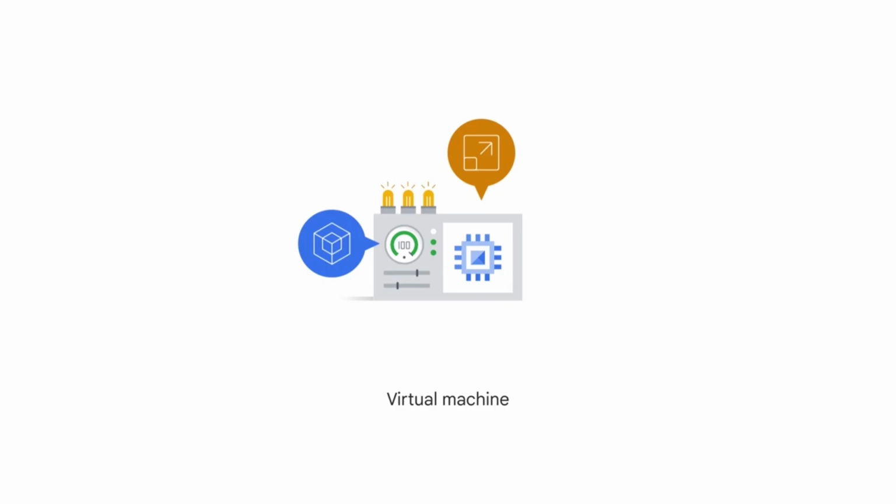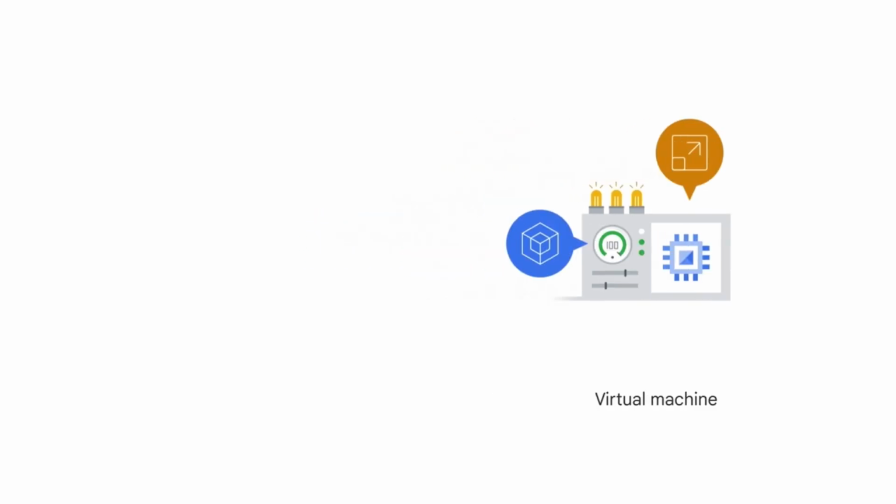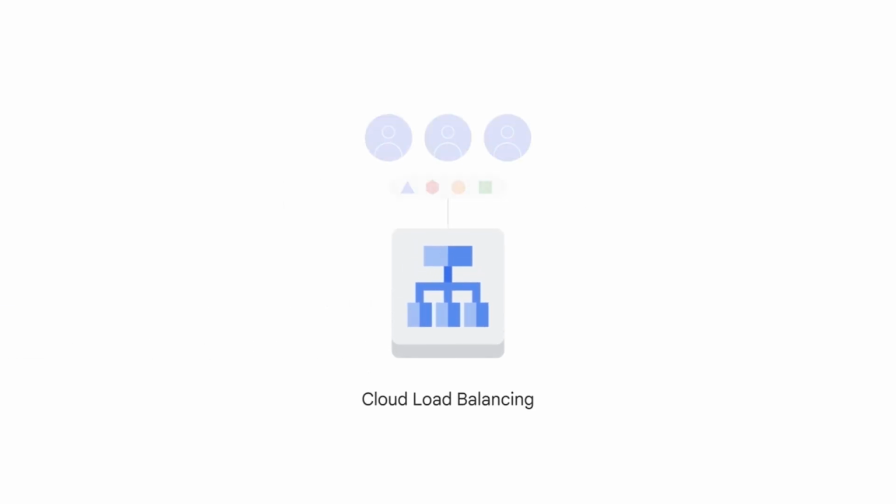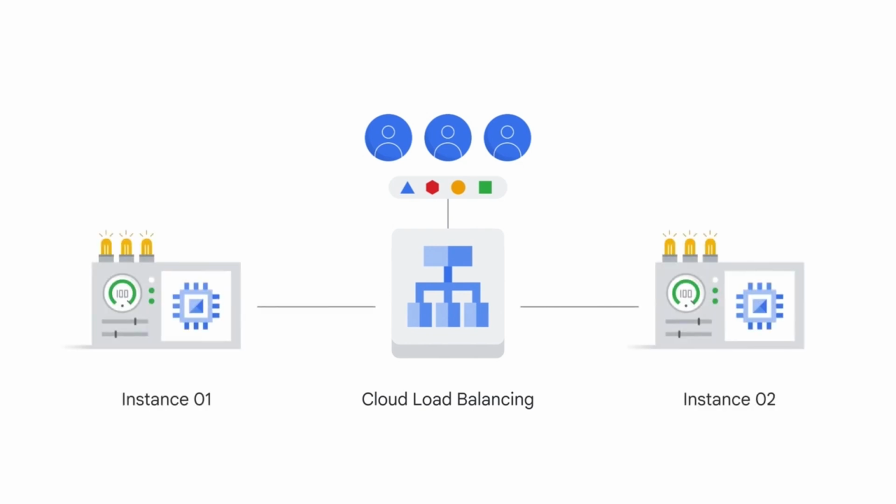Previously, we explored how virtual machines can auto-scale to respond to changing loads. But how do your customers get your application when it might be provided by 4 VMs one moment and by 40 VMs at another? That's done through cloud load balancing. The job of a load balancer is to distribute user traffic across multiple instances of an application.